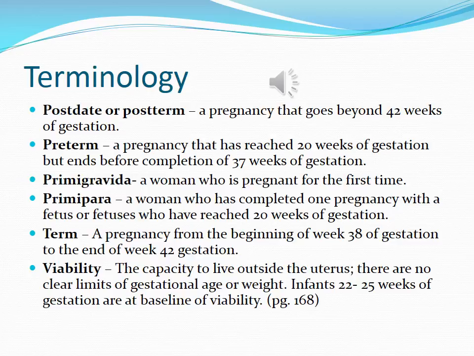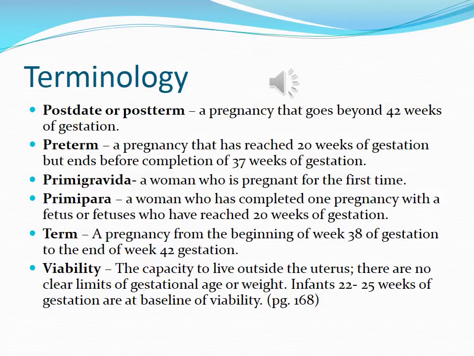More terminology. Post-date or post-term describes a pregnancy that has gone beyond 42 weeks of gestation. Preterm is a pregnancy that has reached 20 weeks of gestation but ends before completion of 37 weeks of gestation. Prima gravida is a woman who is pregnant for the first time. Primipara, a woman who has completed 1 pregnancy with a fetus or fetuses who have reached 20 weeks of gestation.